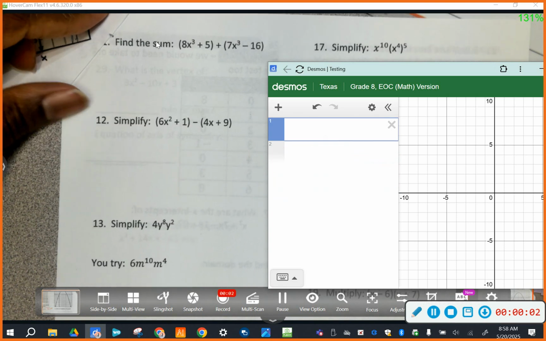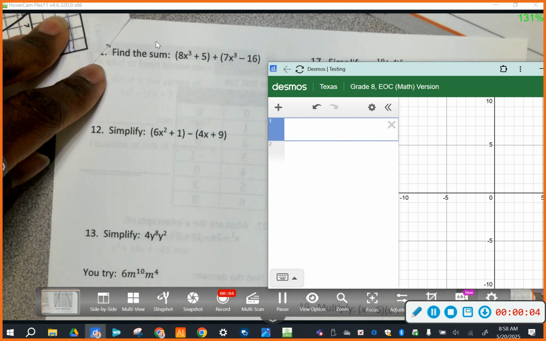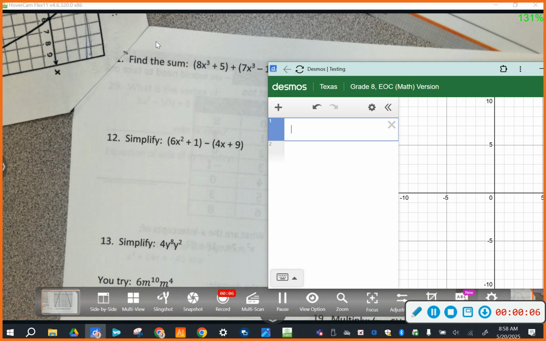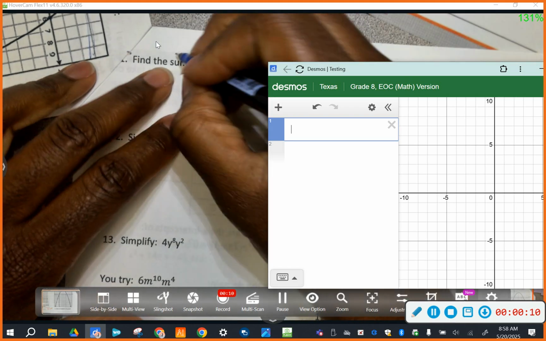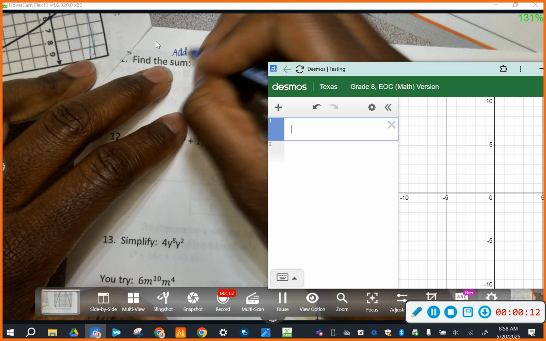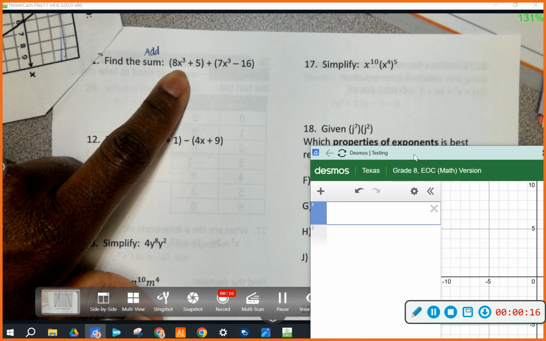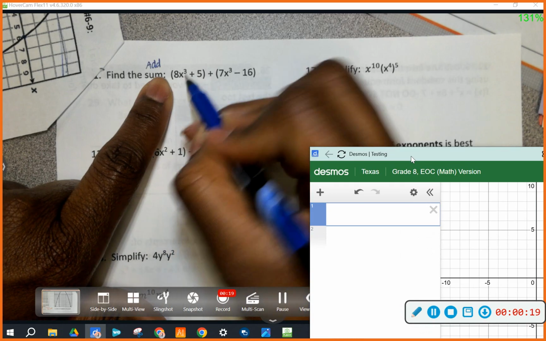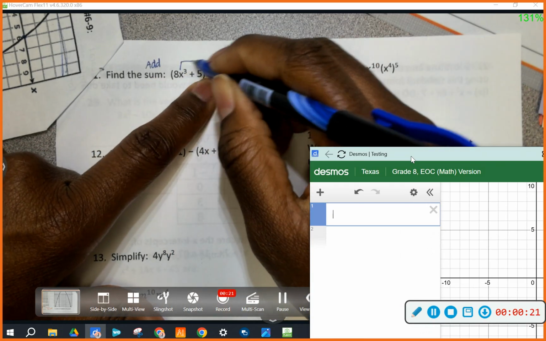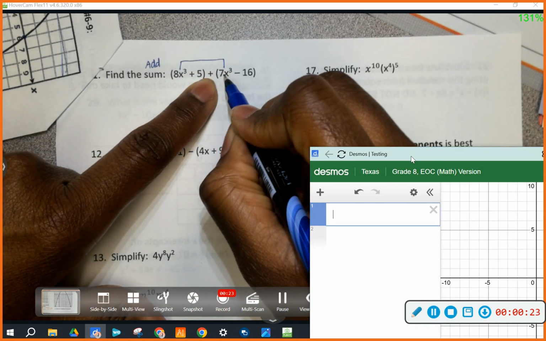All right. Now this one's going to be starting question 11. Find the sum. Did you know sum means add? S-U-M. Sum means add. But remember, you can only add the ones that have like terms, which means x to the power of 3 and add it with the 7x to the power of 3.